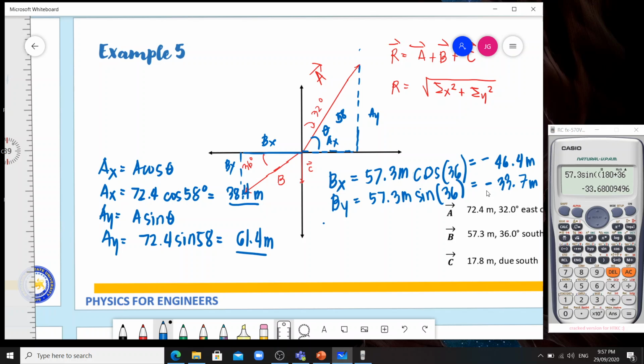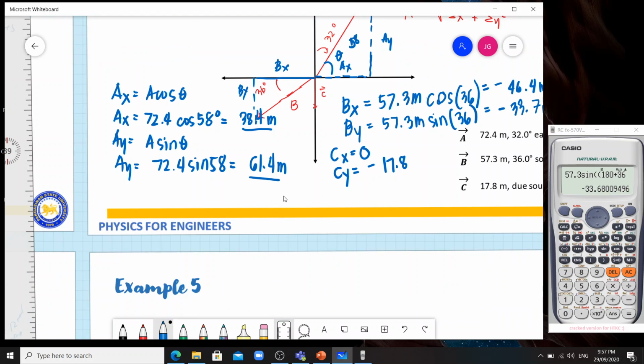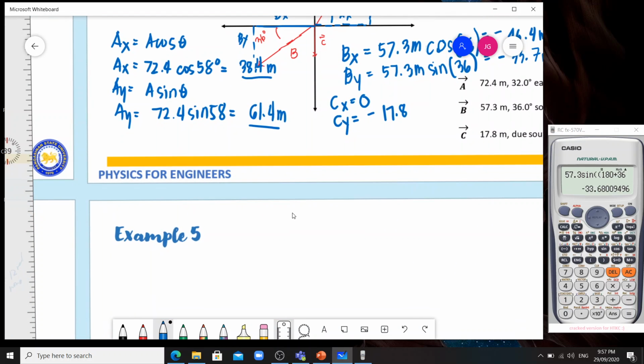Yung C, automatic wala siyang x component, kasi going down lang siya. Pero meron siyang y, which is going down. So, negative 17.8. Ngayon, anong gagawin natin? Summation. Di ba? Sabi natin kanina, summation. So, i-sum up natin. Ano ang summation of x natin? Ang Ax natin ay 38.4 positive.